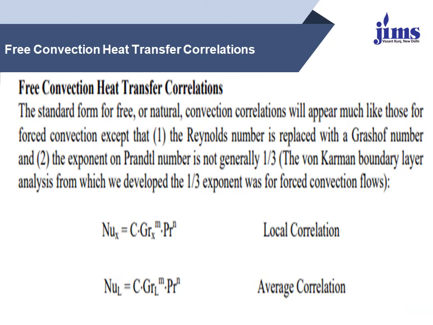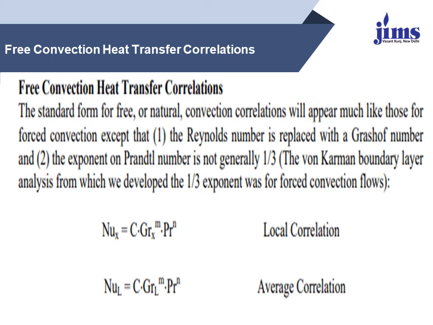Next is free convection heat transfer correlations. The standard form for free convection or natural convection correlations will appear much like those for forced convection, except that the Reynolds number is replaced by the Grashof number. And second, the exponent of the Prandtl number is not generally 1 by 3. The boundary layer analysis from which we developed the 1 by 3 exponent was for forced convection flow.